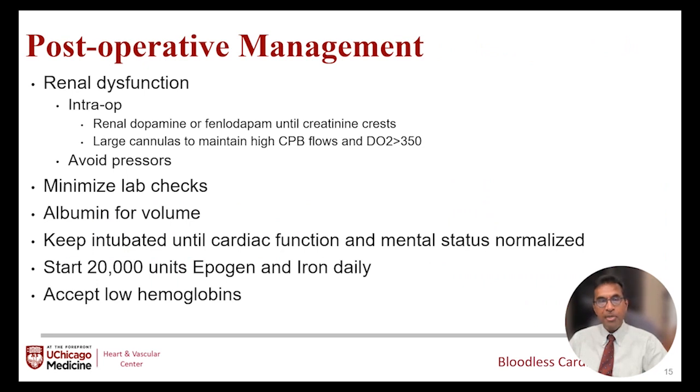Postoperative management issues, renal dysfunction: all these patients we put on either renal dopamine or fenoldopam till the creatinine crests. We use large cannulas to maintain high bypass flows with the DO2s of greater than 350. We avoid pressors on these patients. We minimize their lab checks. We use albumin for volume. We actually keep these patients intubated until cardiac function and mental status is normalized. Last thing you want is somebody who's aspirating and then needs ECMO. We start all patients on 20,000 units of Epogen daily with iron, and we do accept low hemoglobins.